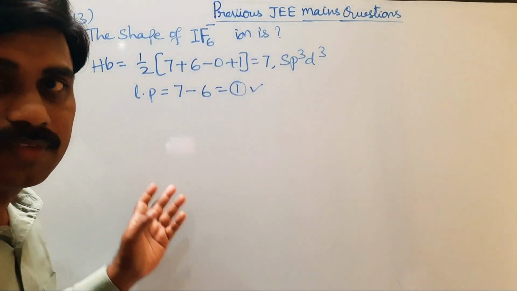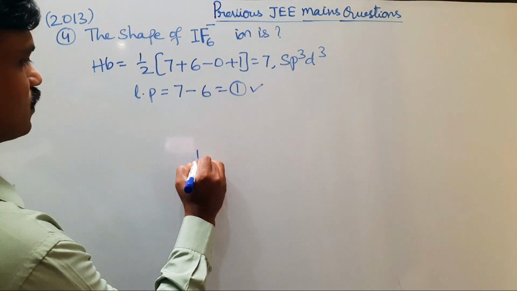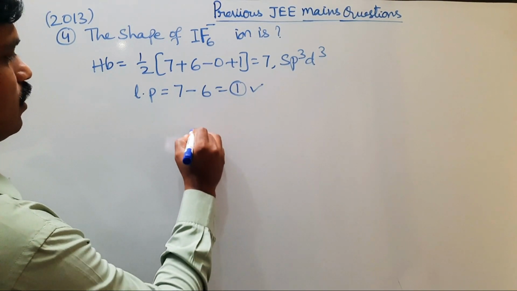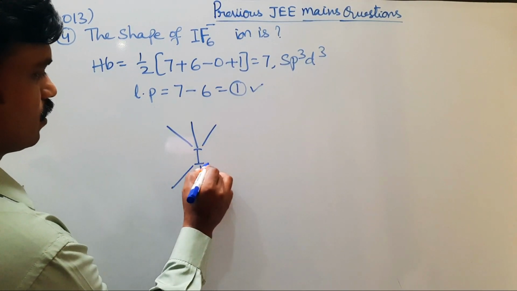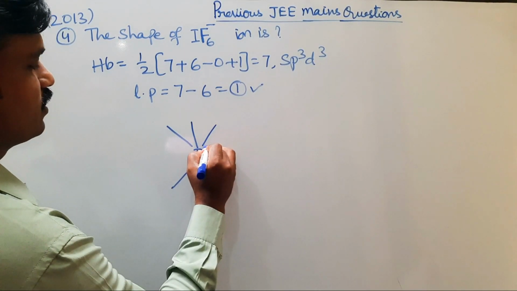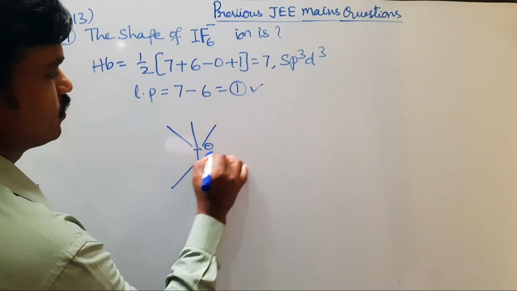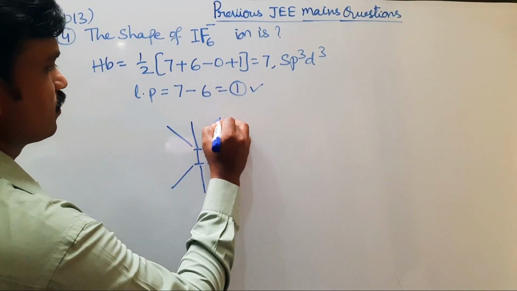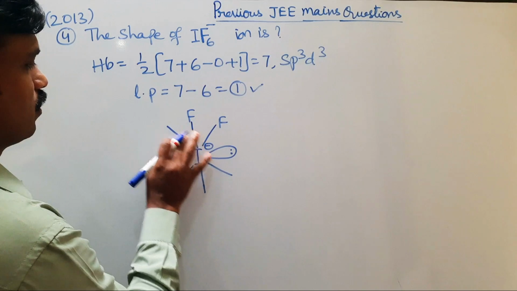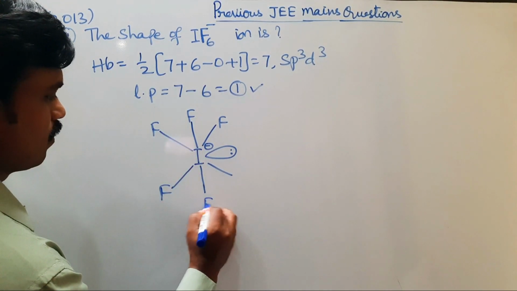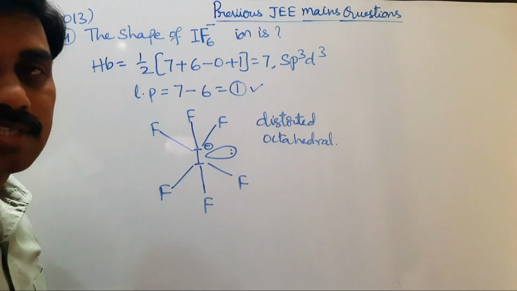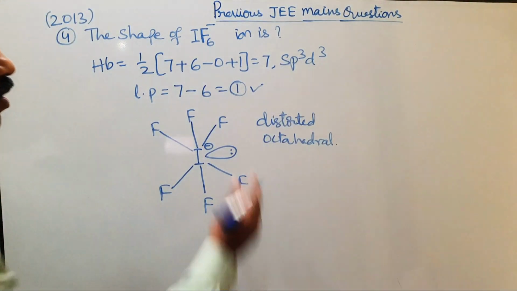Look at the structure of this ion. Central iodine has a negative charge and also has a lone pair of electrons. So its structure is distorted octahedral due to the lone pair.